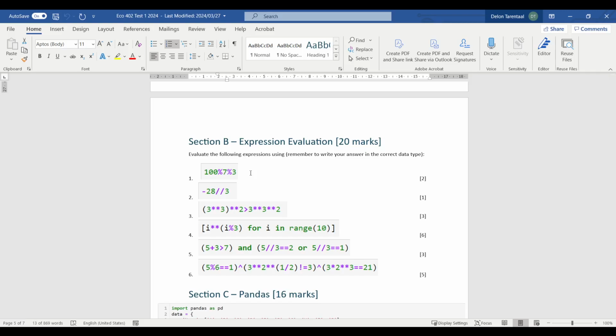Why is the answer 2? What's 100 modulus 7? 2, right? 2 modulus 3 is 2. Perfect. Now here's the example we did earlier. Negative 28 integer division 3. Negative 10. Are we all happy with negative 10?